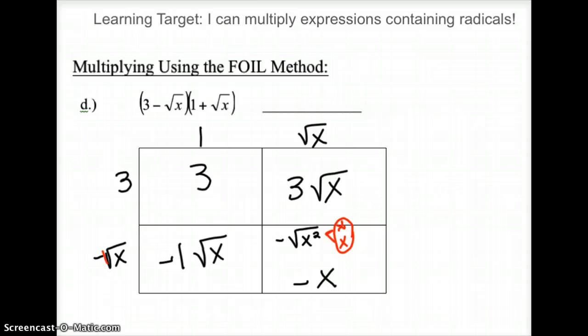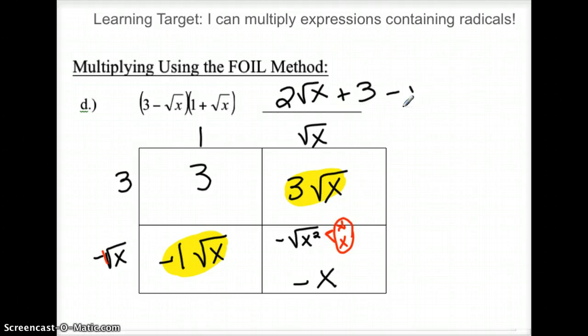And then I want to consider my like terms to be able to combine together. So I've got this radical x term and this radical x term that I'll add. So I'm going to start with the yellow highlighted stuff first. -1 plus a 3 would be a 2 radical x. And then I got this loner constant 3 plus 3. And I've got this minus x. Now again, you can put this in any order. It's just the order I'm going with.